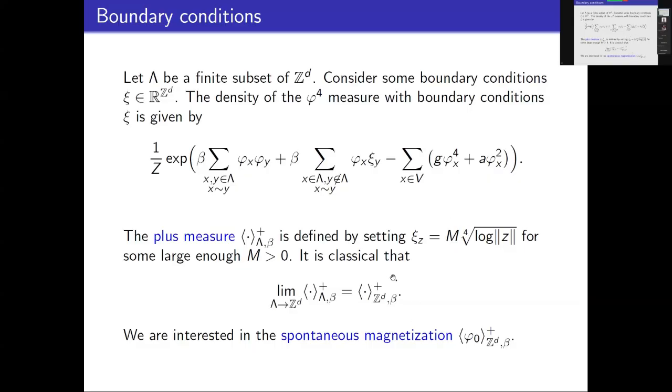Okay, so in this way we define our plus measure, and now what we're interested in is what we call the spontaneous magnetisation, which is just the expectation of your random variable at the origin. These funny symbols are just expectations.